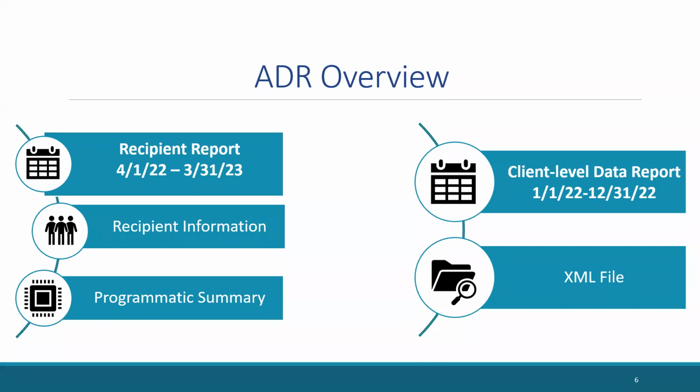So let's do a quick overview of the ADR submission. The ADR consists of the recipient report and the client report. The recipient report covers data based on the Part B grant year reporting period, which is April 1st, 2022, to March 31st, 2023. The recipient report includes two parts, the recipient information and programmatic summary. The client report includes client level data for clients enrolled in the ADAP in the 2022 calendar year. The data are reported as an XML file that includes one record for every client, regardless of if they received ADAP services or not during the reporting period. We will go over each of these reports a little more later in the presentation.